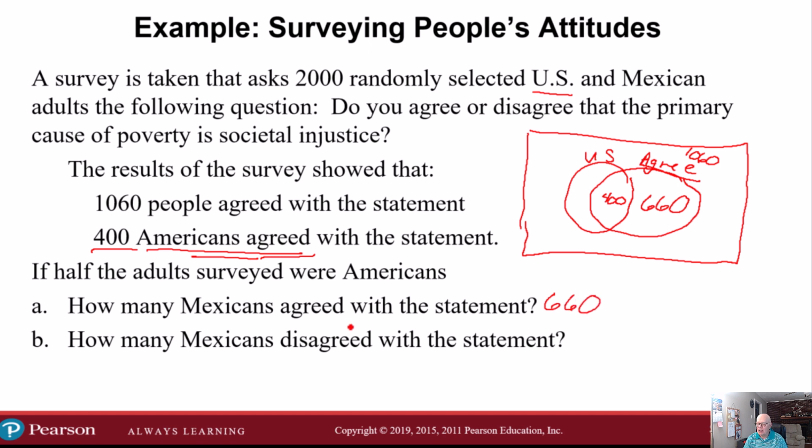Just use your logic. How many Mexicans disagreed with this statement? Well, that would mean the people out here. How many people are out there? Well, the people outside the U.S., we had 2,000 altogether. We've got 400 Americans. Let's see, we want how many Mexicans disagreed with this statement? Disagreed. So we want the ones out here. And what do we have?